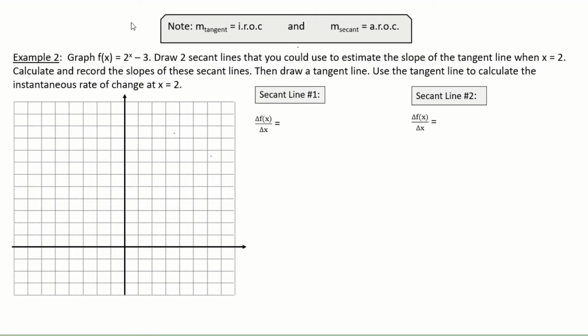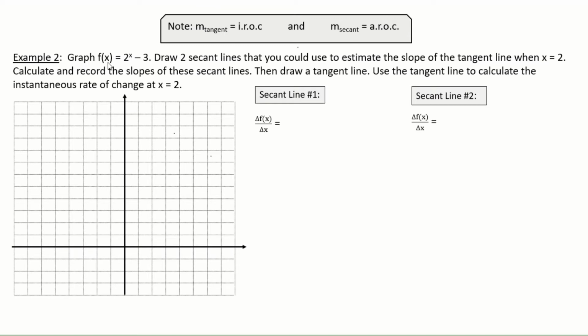The first thing I want to point out here is this notation here. M means slope, and this little subscript just tells you what you're finding the slope of. So the slope of the tangent line is called an instantaneous rate of change. But if you're looking for the slope of a secant line, that's an average rate of change.